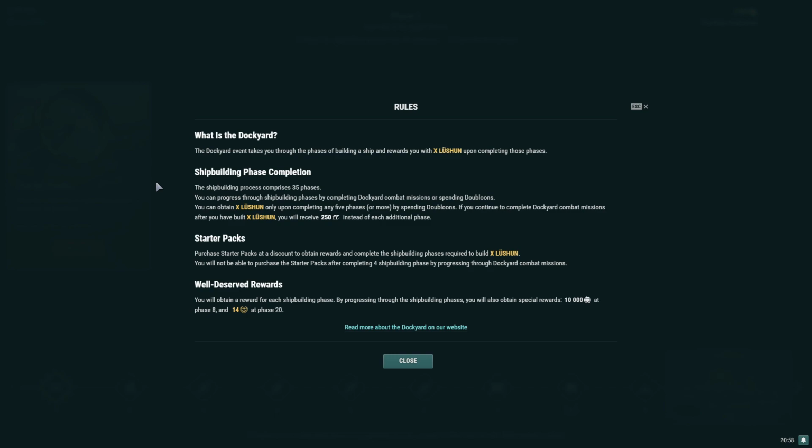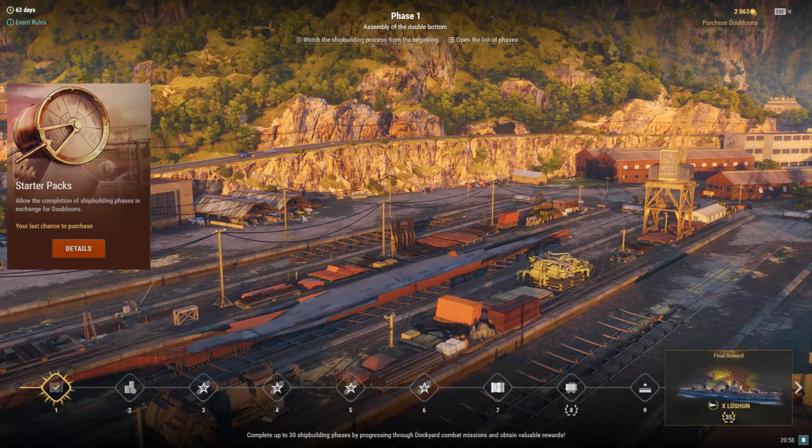Starter packs: purchase starter packs at a discount to obtain rewards, and complete the shipbuilding phases required to build Tier 10 Lüshun. You'll not be able to purchase the starter packs after completing 4 shipbuilding phases by progressing through Dockyard combat missions. Well-deserved rewards. You'll obtain a reward for each shipbuilding phase. By progressing through the shipbuilding phases, you will also obtain special rewards such as 10,000 coal at phase 8 and 14 days of premium at phase 20. So a little bit of the overview there.